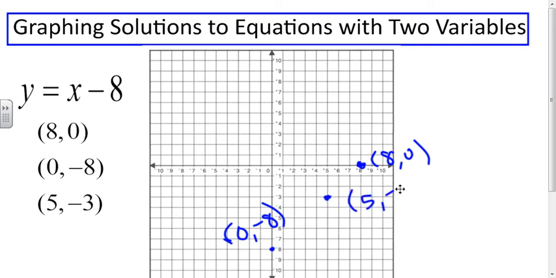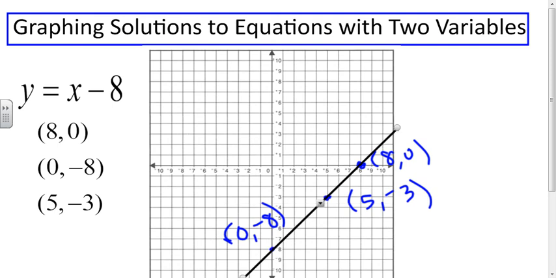Let's take a look at these points here. You see how they all line up on this diagonal line? That is an interesting thing that happens when we have one equation with two variables. And the way that this equation is written, we actually end up getting a straight line. Remember when we said that there are infinite solutions to these equations here? One equation with two variables?